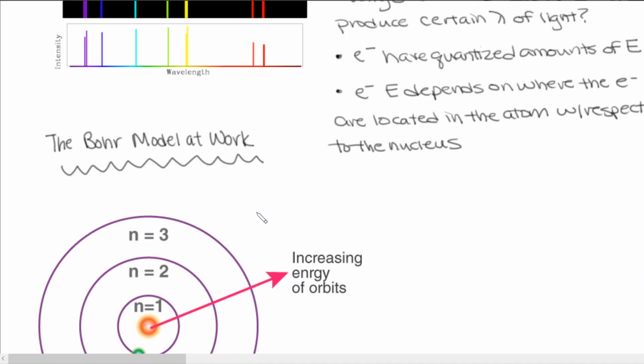So go ahead and flip to your next page, page 13 in your notes. And I'm going to explain how it is that these electrons that I'm telling you have certain amounts of energy are actually producing these different colors of light that we're seeing in the atomic emission spectra. All right, so let's do that.